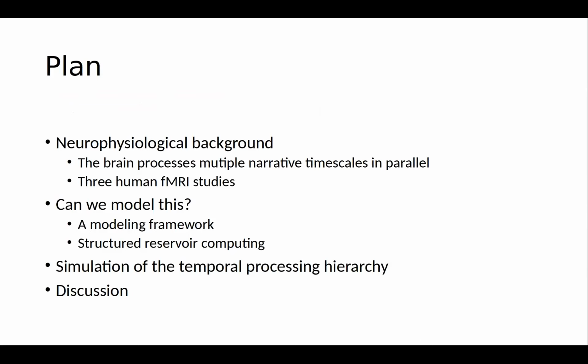To get to how it works, we're going to look at some neurophysiological background. I'll show you data from 3 human fMRI studies that show how the brain processes multiple narrative timescales in parallel. And then, in the Feynman sense, I cannot understand what I cannot create, we're going to try to make a model that can simulate this processing in multiple timescales. And then there'll be some discussion about that.